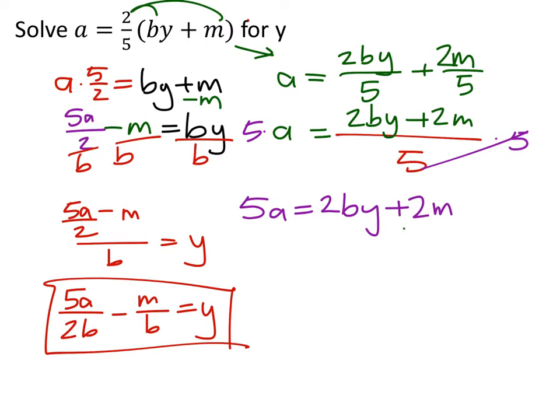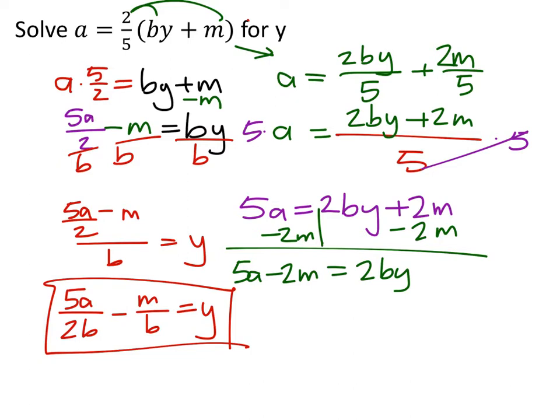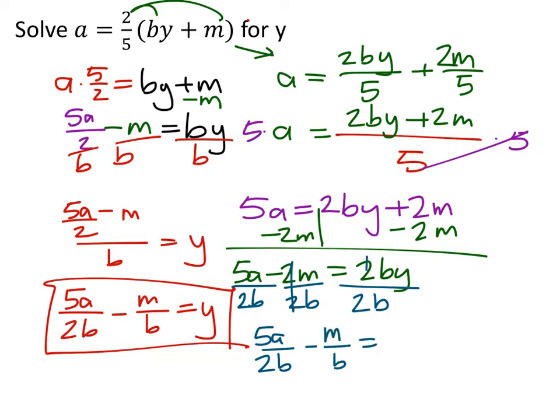Now, when I subtract my 2m from both sides, then we get a little bit closer to getting y by itself. And from here, we'll divide both sides by 2b. But again, I'm just going to make it so I'm dividing everything by 2b. And that gives me 5a over 2b. And I can cancel those 2's out, so it's m over b equals, those 2's cancel, and same with the b, it's y, just like we had before.